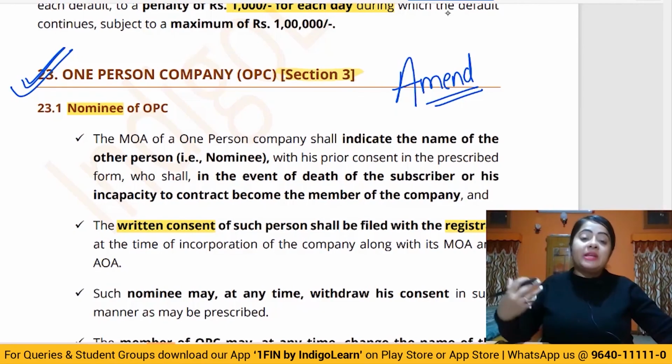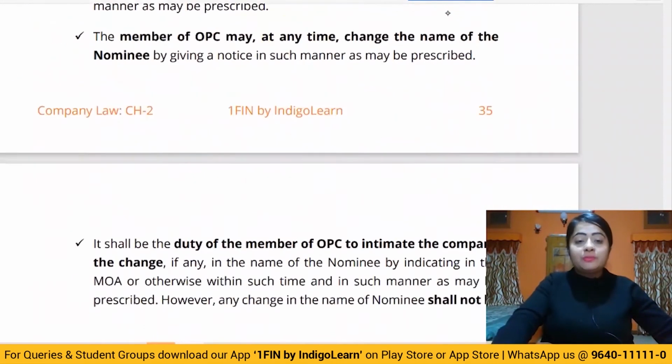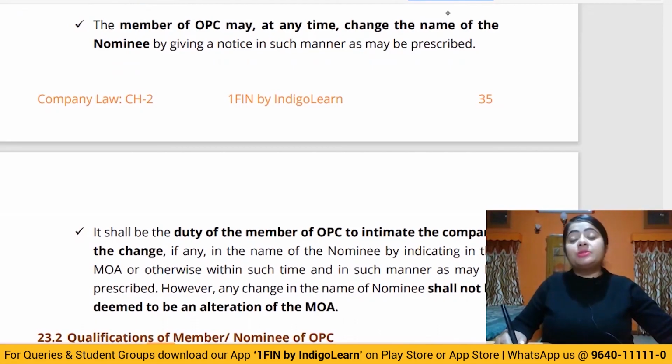Okay, now let's say a nominee has become the nominee of the one person company. Later on, he wants to withdraw this consent. He no longer wants to be the nominee of a one person company. Then at any time, the nominee may withdraw the consent from being the nominee of the one person company. Similarly, if the member does not want to keep the same person as the nominee, then he may also remove the name of the nominee. Someone else can also be put as the nominee. Okay, so it is ultimately the decision of the member to decide who is going to be the nominee of the company. The nominee can also withdraw the consent if he wants.